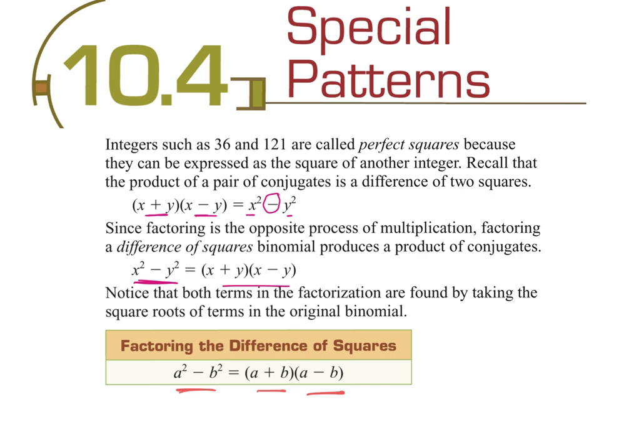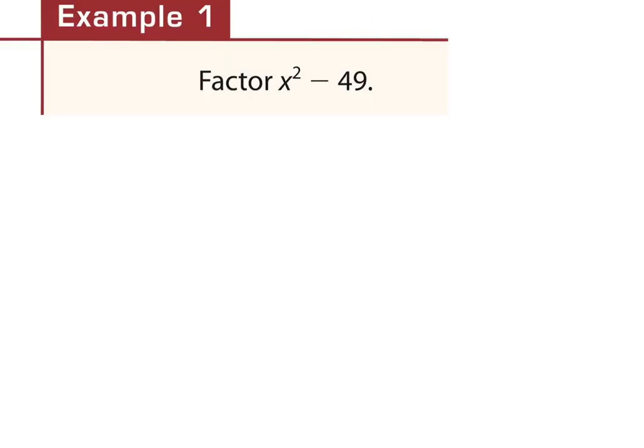So let's look at this with actual numbers. Look at example one right there in the middle, page 420. They want us to factor x squared minus 49. Anytime you see a binomial, two terms, and it is being subtracted, you're going to check and see if it's possibly a special case. All right, and so I'm going to say, well, is this a perfect square? Yes, any variable squared is a perfect square. What about 49? Does 49 have a perfect square? Yeah. What is it? 7.